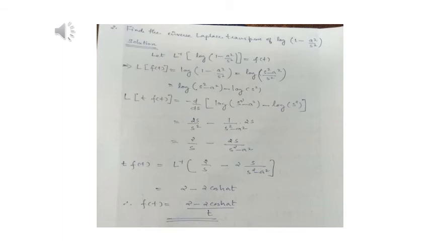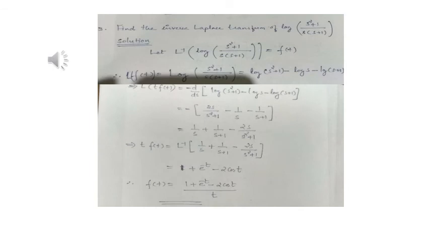Why? Because L of cos hat, we know, is s by s square minus a square. So L inverse of s by s square minus a square is cos hat. And bring the t as denominator, therefore f of t is equal to 2 minus 2 cos hat by t.